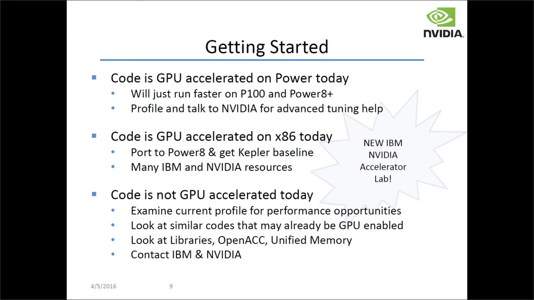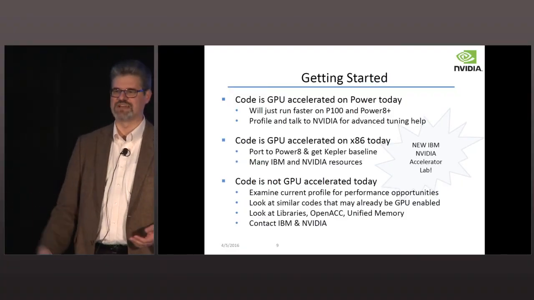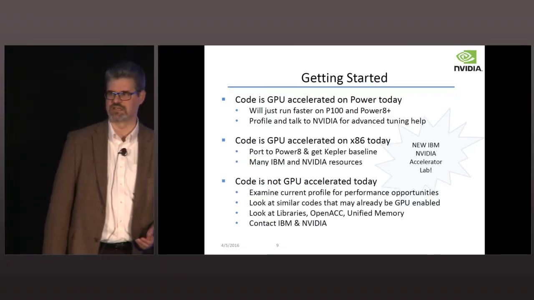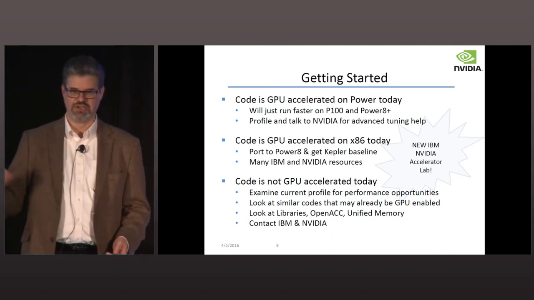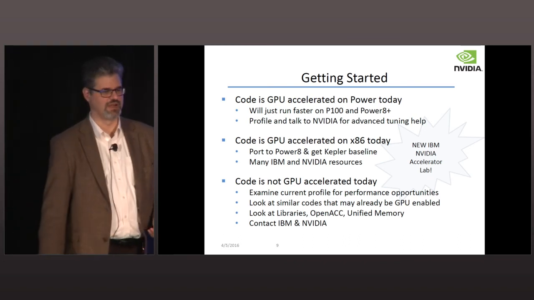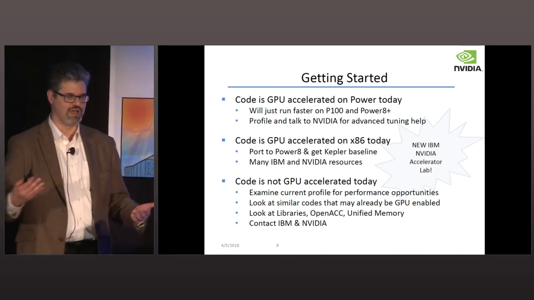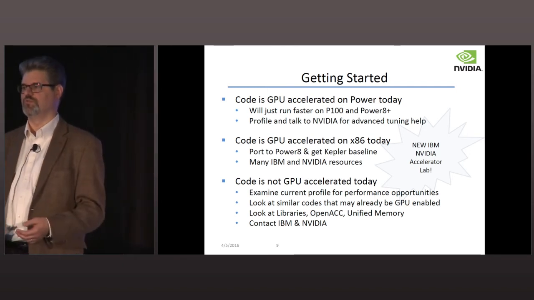So let's say you want to get started. If you're lucky, you have GPU code, it's already accelerated, and it's running on Power today. And you're in a very happy place because it's just going to run faster when you get these Power 8 Plus and Pascal systems, right? The Power 8 side will be a little faster. The GPU side will be a little faster, or a lot faster, depending on exactly what it is, 2x, maybe more. And, of course, the data movement will be faster.